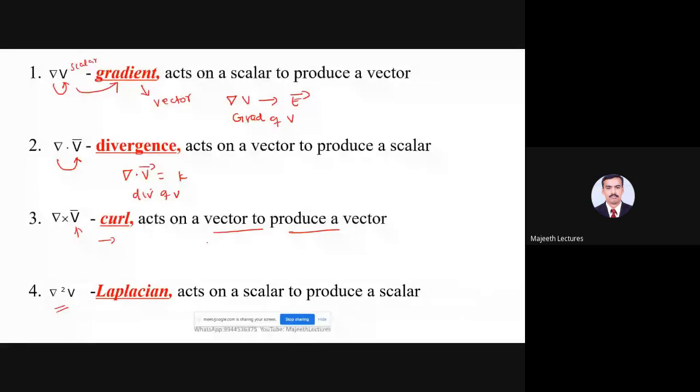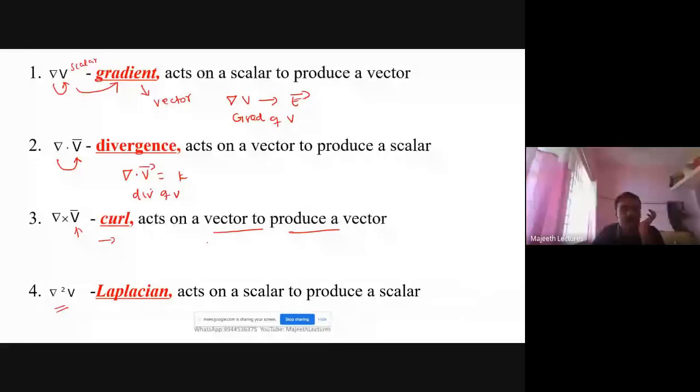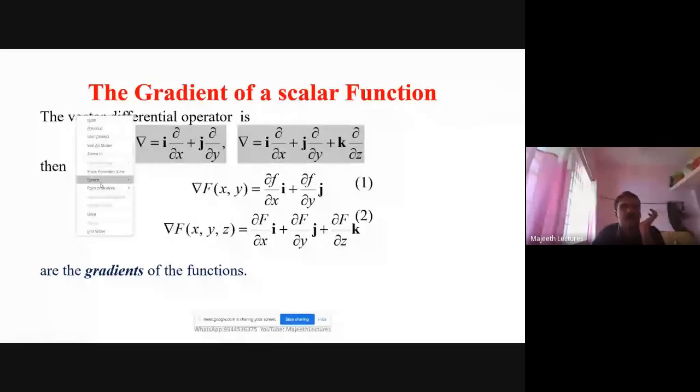So how it happens, let me explain everything. The first thing is the gradient, right? The gradient is the first important point we have to know. What is the meaning of gradient? The gradient gives the maximum change.